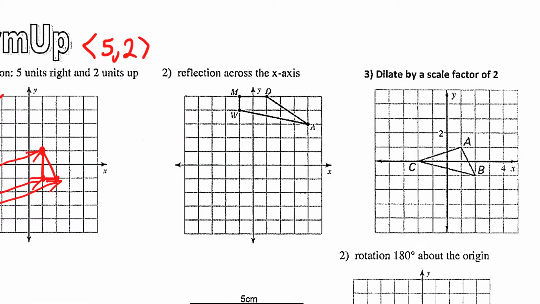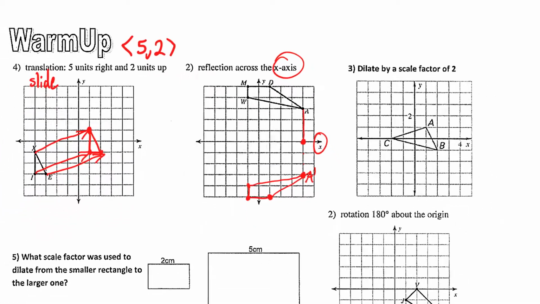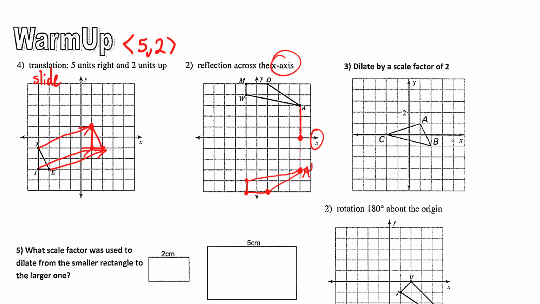Okay, number 2, reflection across the x-axis. Here's the x. So how far is A away from that line? 3. It's 3 above, so I'm going to throw it 1, 2, 3 below for A prime. D is 5, M is 5, W is 4. So it should look something like this. What do we do in a reflection? Flip it. Flip it over the line.